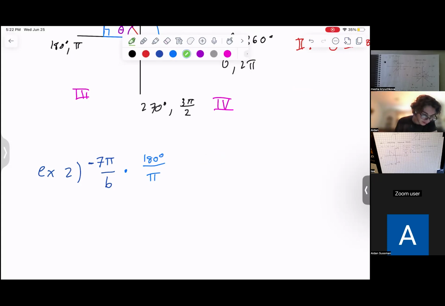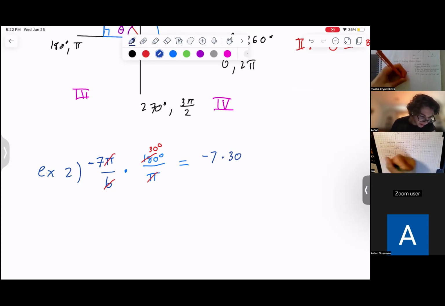Okay. So let's do this first. And we can see that this and that cancels, and this becomes 30 degrees after we divide by 6. So we're going to get -7, and of course our pi's cancel out. So we're going to get -7 times 30 degrees. And what does that become? What angle is that? -210 degrees. Perfect, -210 degrees.